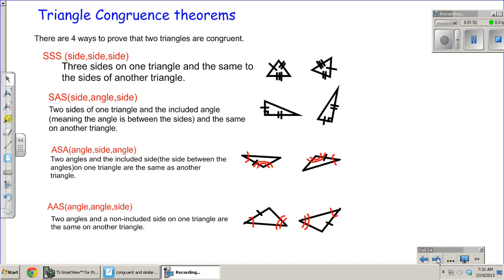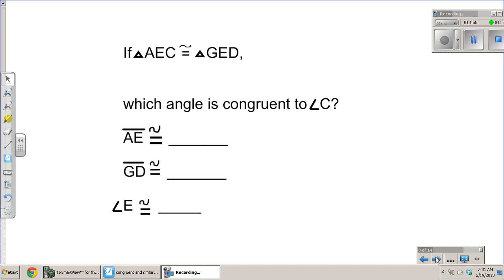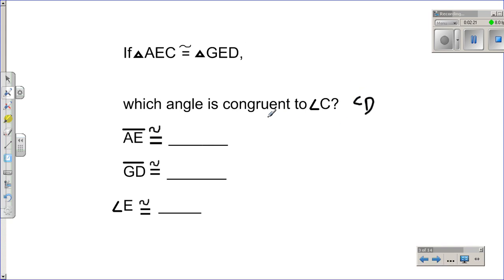Now let me show you how all this works. I've got several examples here that you can look at. Okay, for this one, we have a statement saying that if triangle AEC is congruent to triangle GED, then you've got to look at these letters and do things in the same order. Like this says which angle is congruent to angle C. C is the third letter, so angle D is what's congruent to it. Here we have side AE. Now look, over here in the same place is GE. See how you've got to go in order?